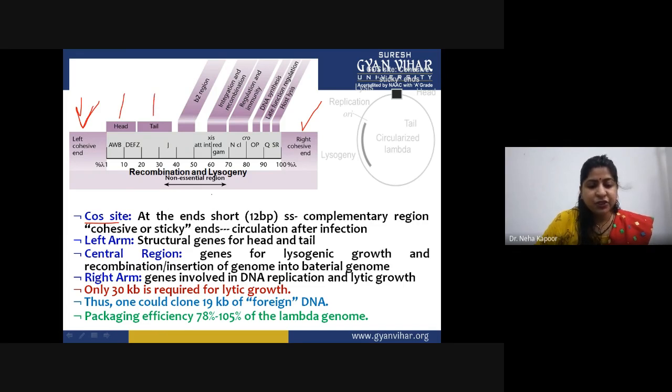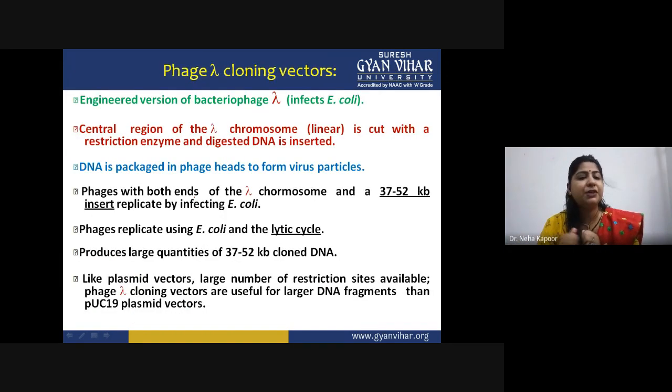There is a central region in which genes for lysogenic growth and recombination or insertion into the bacterial genome are present. On the right arm, genes involved in DNA replication and lytic growth are present. That means we require only 30 kb of the genome for lytic growth. By removing the rest of the portion that is not necessary, we can clone around 19 kilobase pairs of foreign DNA. Using this technique, the packaging efficiency can be increased to 78 to 100% of the lambda genome.